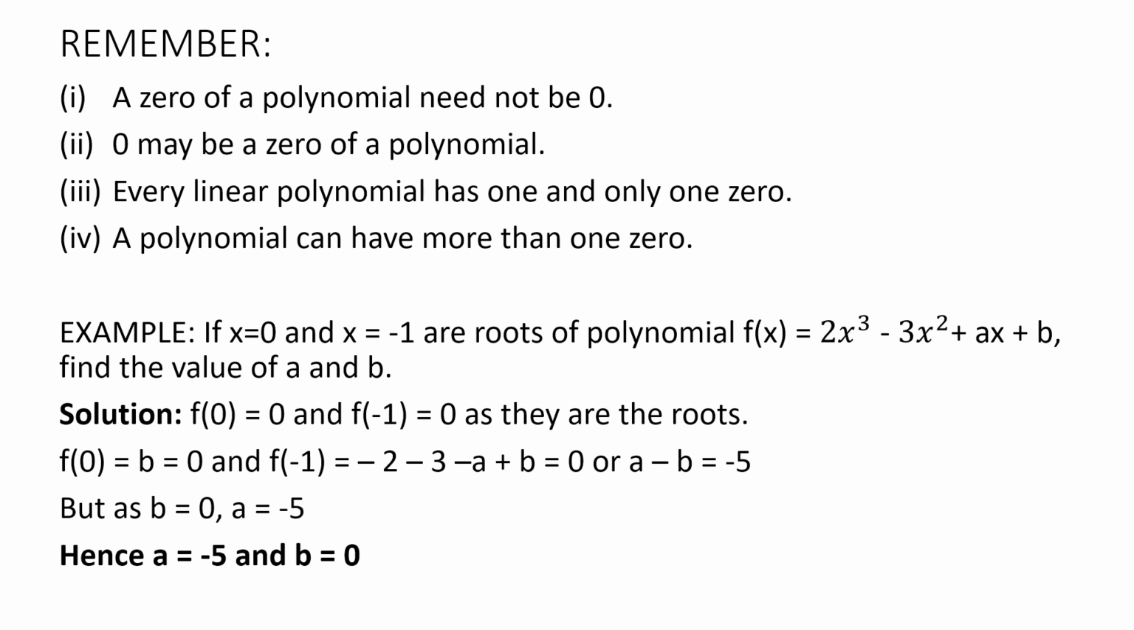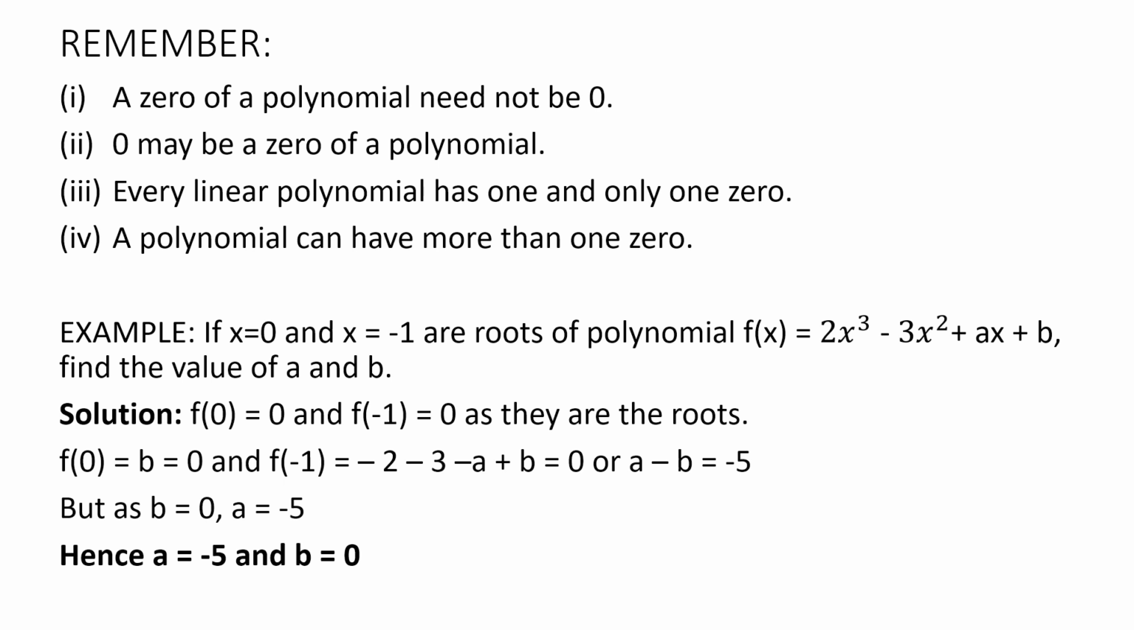We have just seen, zero means it is a root and it can be any value. Second one, 0 may be a zero of a polynomial. So this statement is also true because sometimes you can have the zero of a polynomial as the value 0. Every linear polynomial has one and only one zero. Just now we have seen that an nth degree polynomial can have at most n real roots. So linear means degree 1. So it can have one and only one zero.